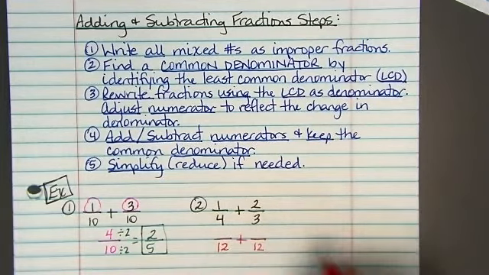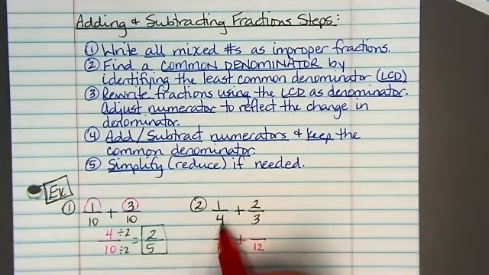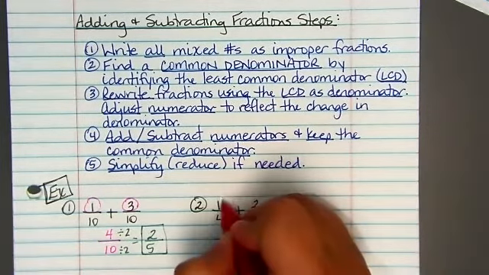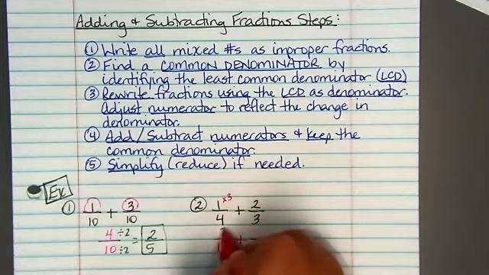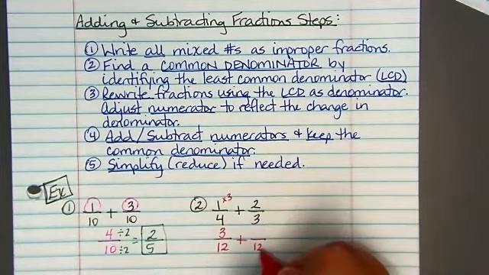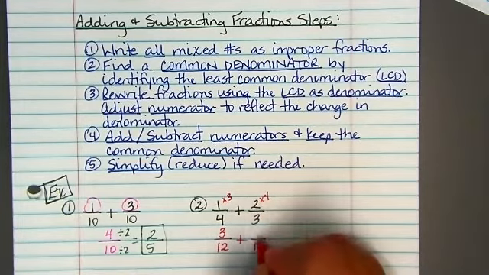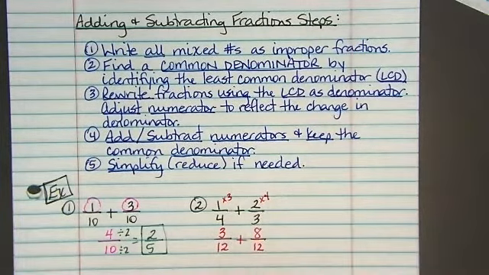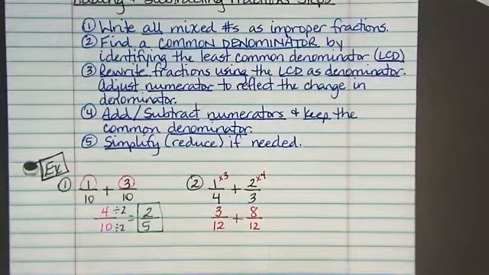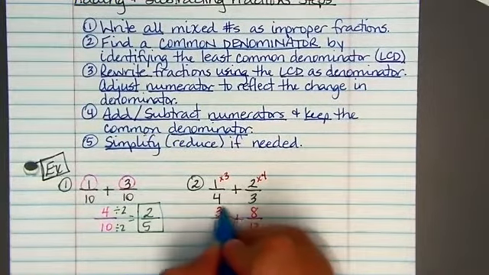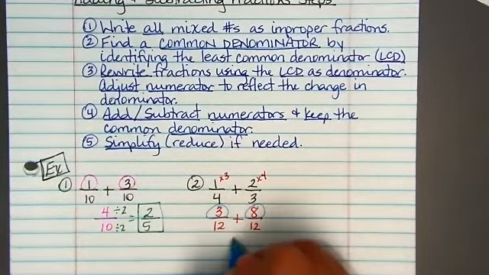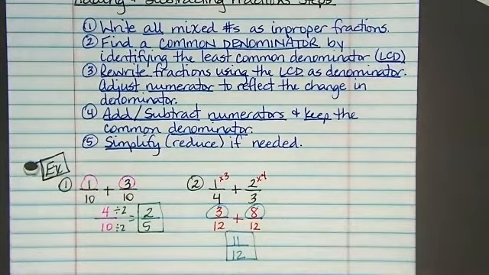So I'm going to write that new denominator down, and I'm going to ask myself, how many times does 4 go into 12? 3 times. So I'm going to multiply times 3. 1 times 3 gives me 3. 3 goes into 12 4 times. So I'm going to multiply the numerator times 4. So 2 times 4 is 8. And now I have a common denominator, and I treat it just like we did number one. So I'm going to add my numerators. 3 plus 8 is 11/12. I can't simplify this any further, so this is my final answer.